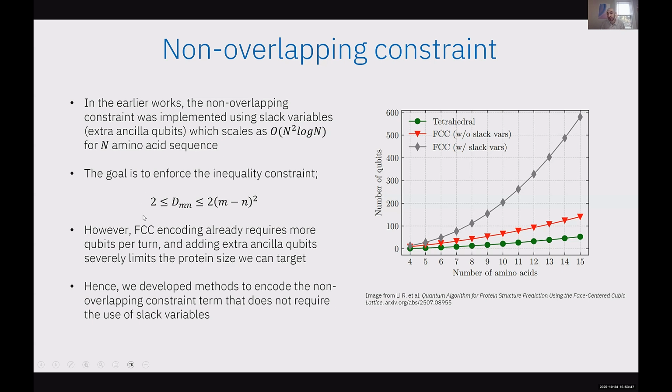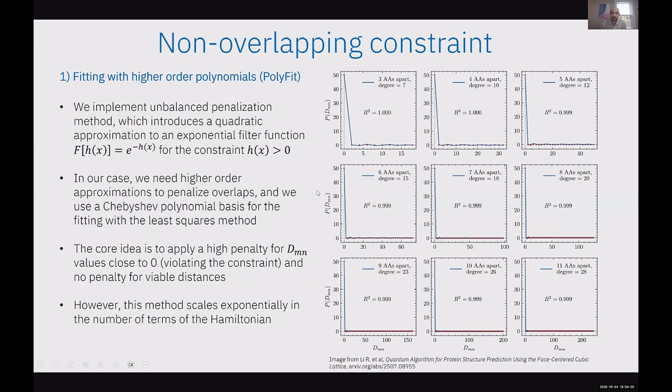And this turned out to be a very challenging task, and there's a standard way people do this in the literature called slack variables. But we didn't want to do that because it introduces extra qubits, and it becomes really expensive, and it really limits the size of the proteins we can treat. So we wanted to look for ways that we can encode these constraints into our problem without using slack variables, without using extra qubits, so we can still make this algorithm efficient. I'm not gonna go into all the details, but we came up with two different methods to encode these inequality constraints without using slack variables.